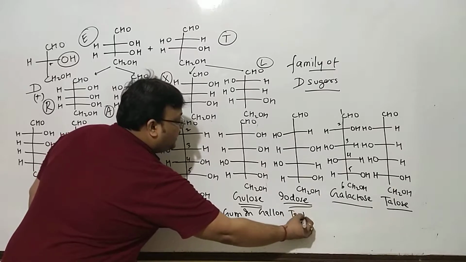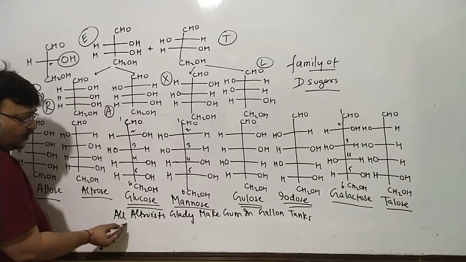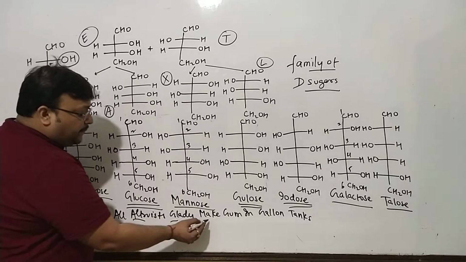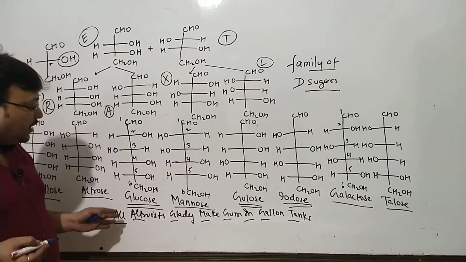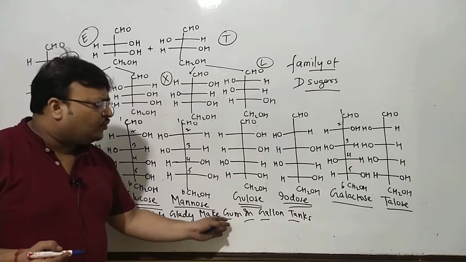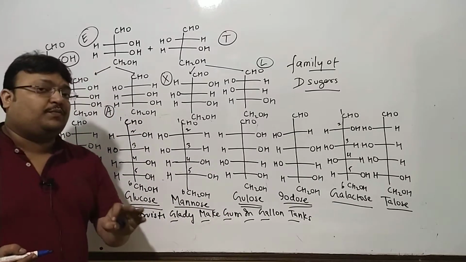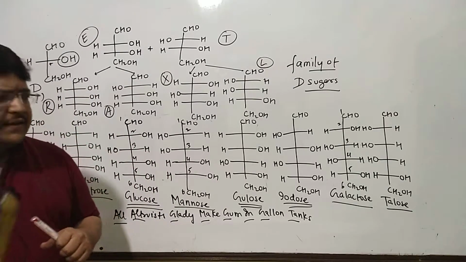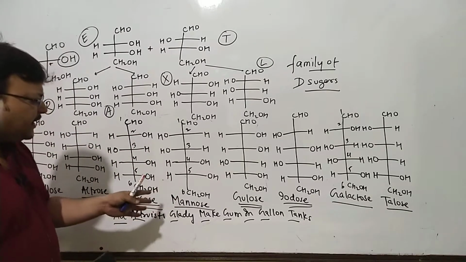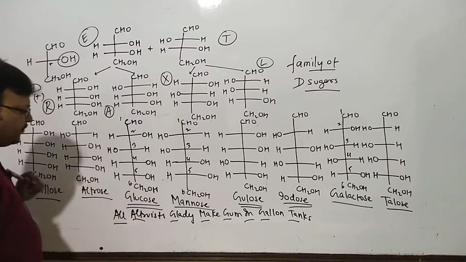So this is not made by me. I found it in a popular book called Solomons. All altruists gladly make gum in gallon tanks is how you can recall allose, altrose, glucose, mannose, gulose, iodose, galactose, talose. These 2 are C2 epimers coming from the same aldopentose. Now another fact you will want to know about. So now I think I can remove the names. You will want to recall glucose, mannose only.